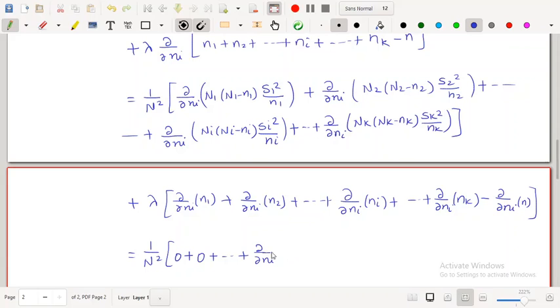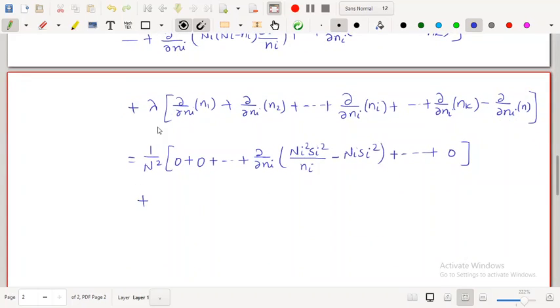of... solve this term, take this inside the bracket, and this will be ni square si square upon ni minus... If I take this ni here, then this will be ni, and if I take si square ni inside the bracket, then ni will get cancelled. This will be ni si square, right? Plus up to all other terms are 0.